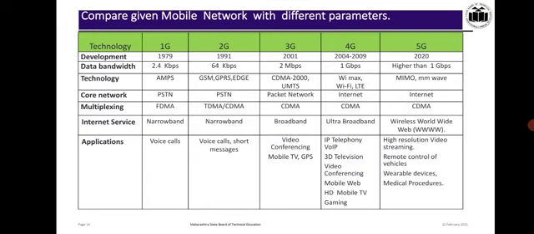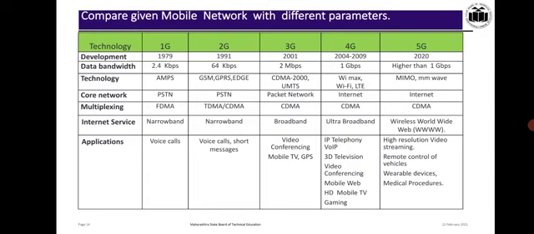Data bandwidth. For first generation, the bandwidth is 2.4 kbps. For second generation, 64 kbps. For third generation, 2 Mbps. For fourth generation, 1 gigabit per second. And for fifth generation, more than 1 gigabit per second.